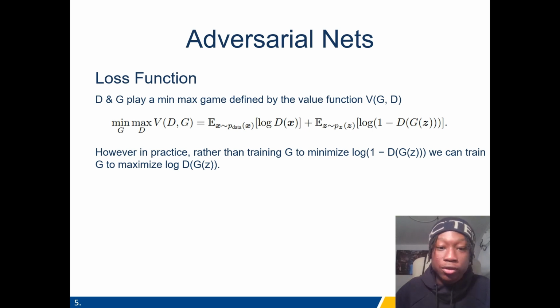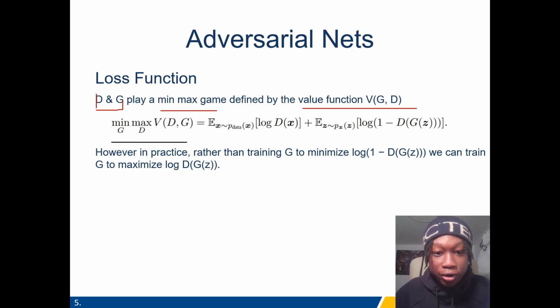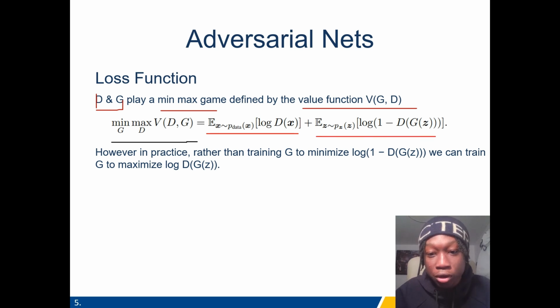So we just talked about the loss function, right? For adversarial nets, the discriminator and the generator play a min-max game defined by the value function V(G, D). This value function is defined as the log probability of the discriminator on the real data, plus the log of the fake data, which is log(1 - D(G(z))), the generated samples.